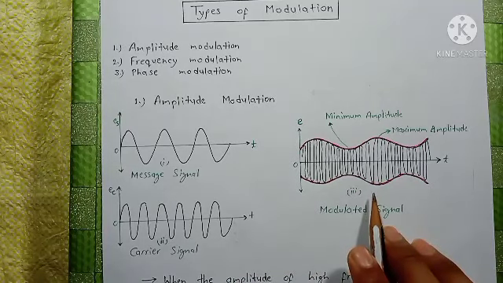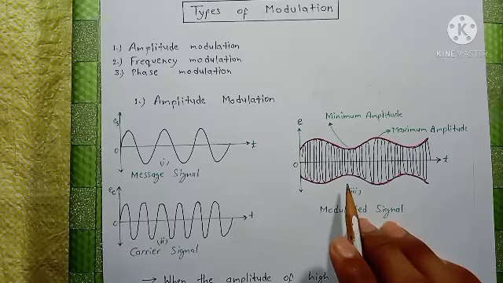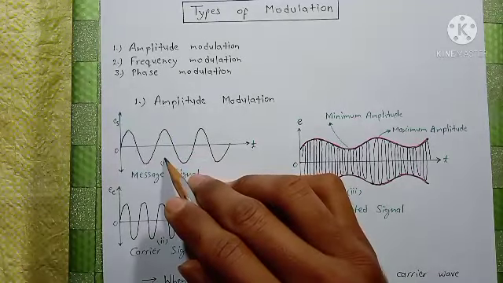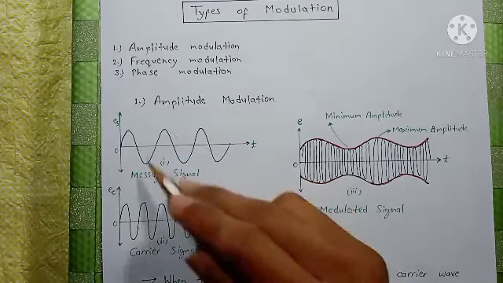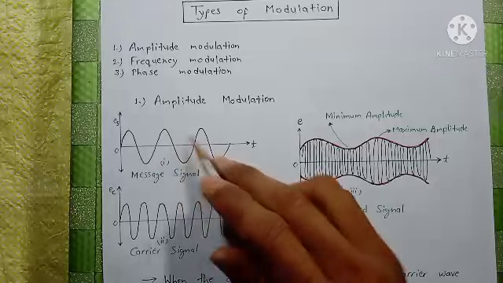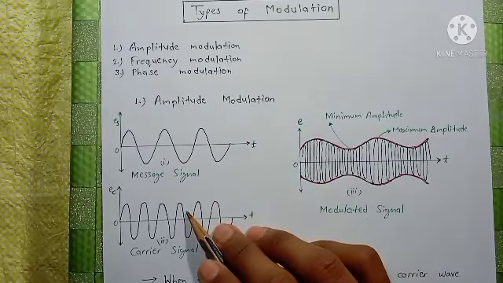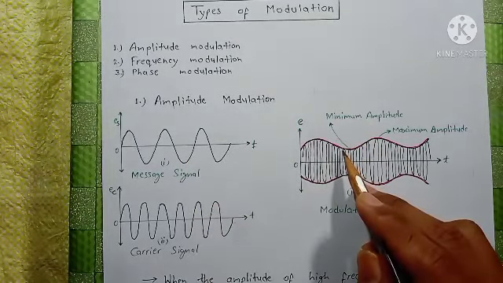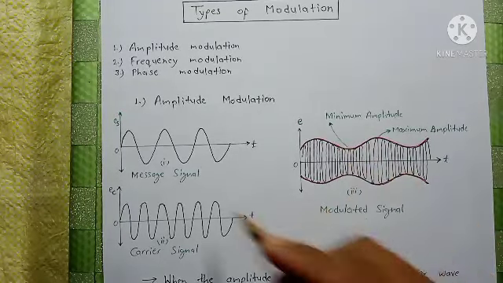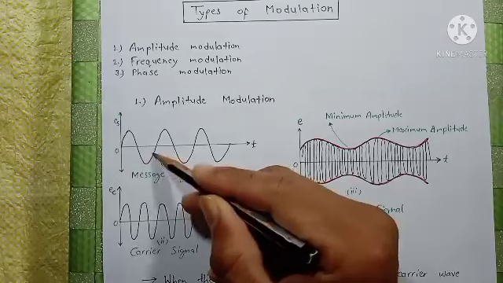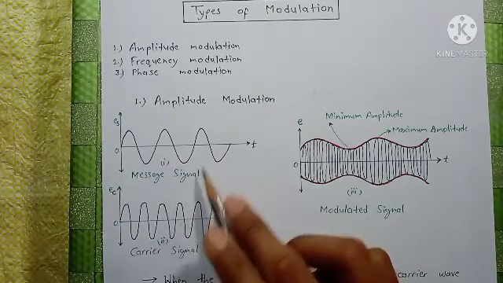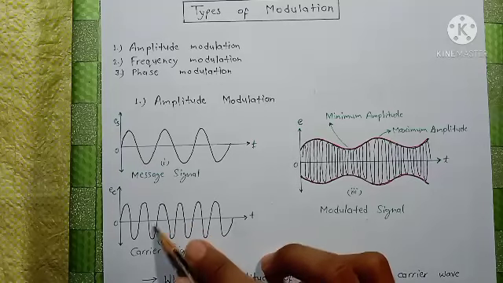As we can see here, the shape of the carrier wave changes. In the positive half cycle, when the signal is increased, the amplitude of the carrier wave also increases. During the negative half cycle of the signal, the amplitude of the carrier wave decreases.